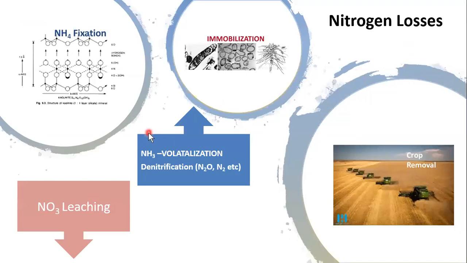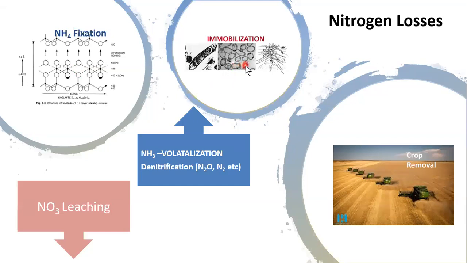So the losses, if you just look at the losses: crop removal, you have nitrogen being taken up by the plants from the soil, and you remove that from the field. So it means you are taking it away from that soil. We have ammonia volatilization. We have denitrification, N2O and N2. We have nitrate leaching. We have ammonium fixation if it's fixed into the soil particles, especially the 2 to 1 clay mineral. So it is not easily available to the plant. So transiently, that is also a loss.